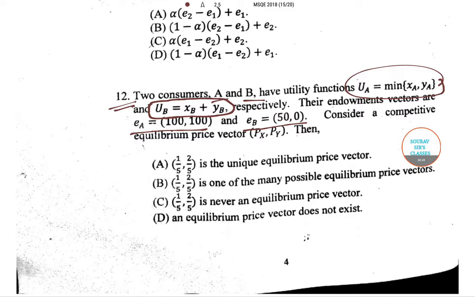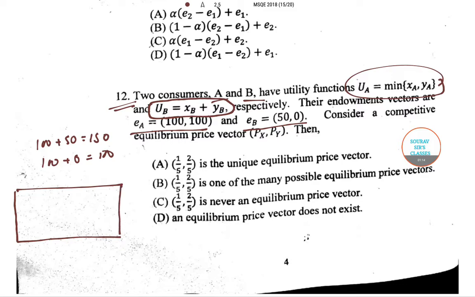So, we can say that total endowment of X is equal to 100 plus 50, which is equal to 150, and total endowment of Y is 100 plus 0, which is equal to 100. Thus, let us draw the Edgeworth box. This is the origin of the first individual and this is the origin of the second individual. Total endowment of X is given by 150. Total endowment of Y is given by 100.